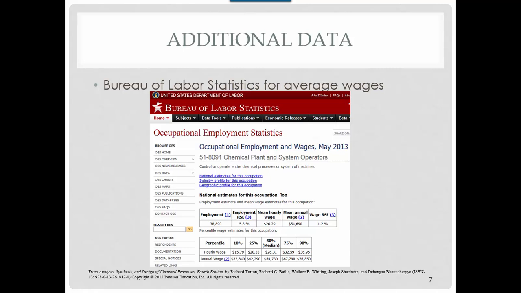So I took this here for chemical plant and system operators. May 2013 is the most recent that is available. And we find down here the average is $26.31 is what the average operator would make in the U.S. This is a total U.S. average. And you could adjust this if you know that your company pays a little better or a little worse if you need to. But this gives you a good place to get some data.